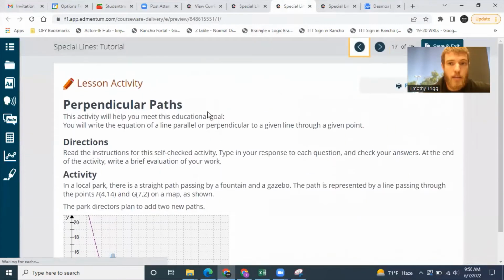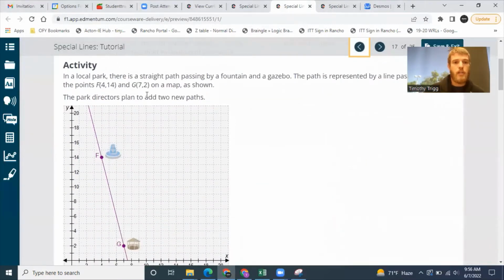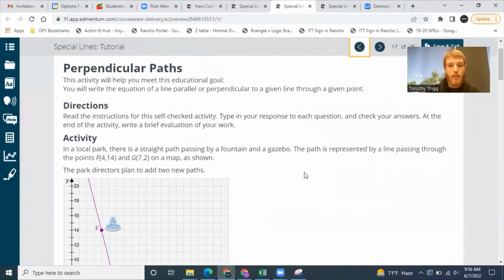All right, page 17 is the activity. In a local park, there is a straight path passing by a fountain and a gazebo. The path is represented by a line passing through the points F, which is at 4:14, and G, which is at 7:2 on the map as shown.